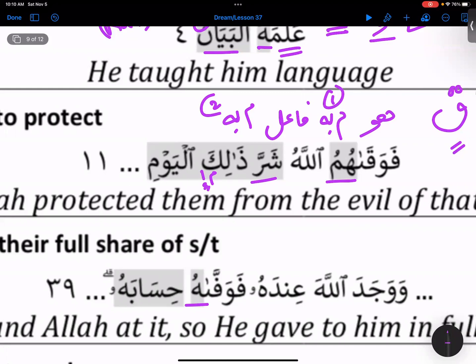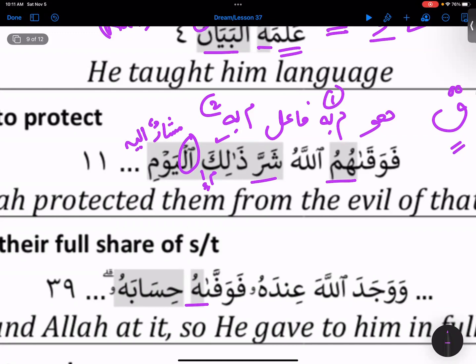Yes, exactly. And after dhalika we have al, right? So is that musharun ilayhi for dhalika? It's a badal, yes, we can say badal as well. But do you remember the basic concept of all these pointers? After the pointer, if you have al, then this is the musharun ilayhi. Okay, so this is the musharun ilayhi for dhalika.